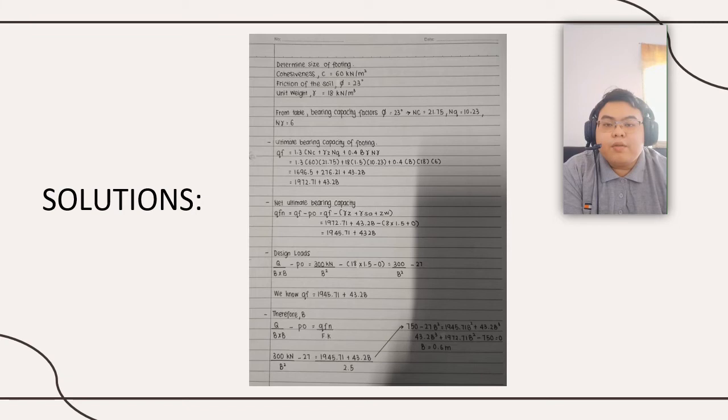Ultimate bearing capacity of the footing is 1972.71 plus 43.2 B. Net ultimate bearing capacity is 1945.71 plus 43.2 B. For the design load, we know Qf equal to 1945.71 plus 43.2 B. Therefore B is 0.6 meter. That's all for me. Thank you.